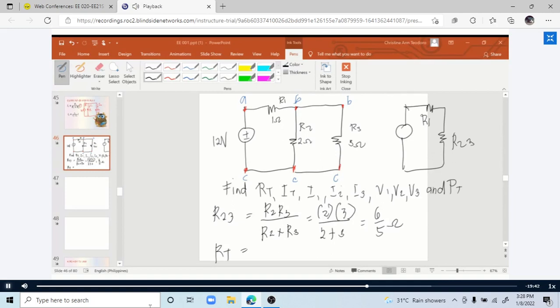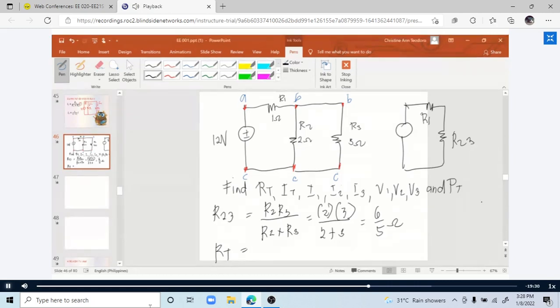Okay, so going back to my question, what is the connection between R1 and R23 now? They are in what connection? They are in series connection. Very good. Therefore, in order for me to get the total resistance of the whole circuit, I just need to add up my R1 and R23.